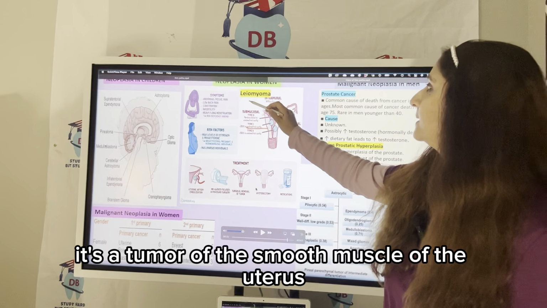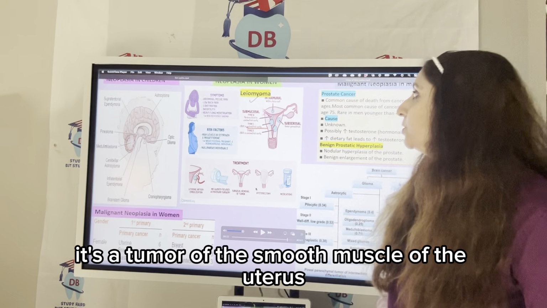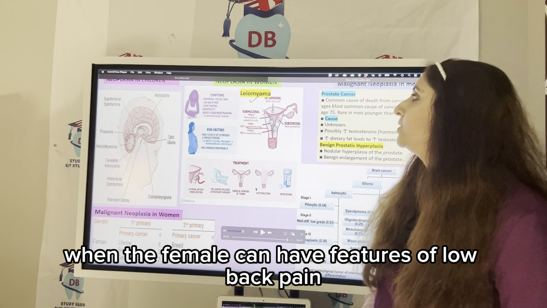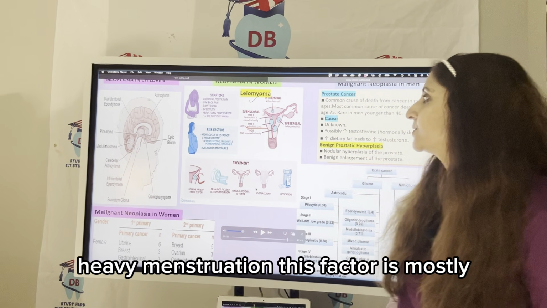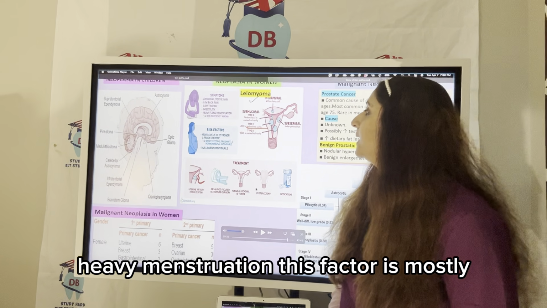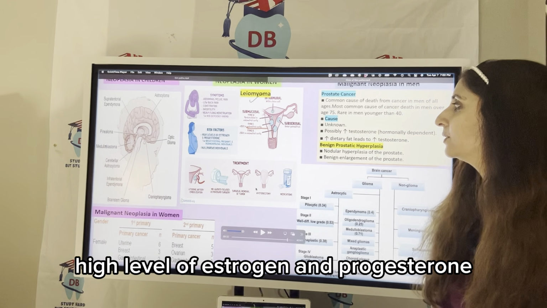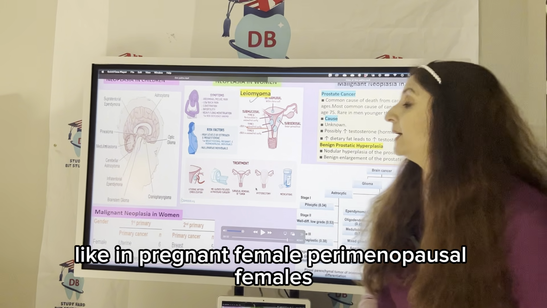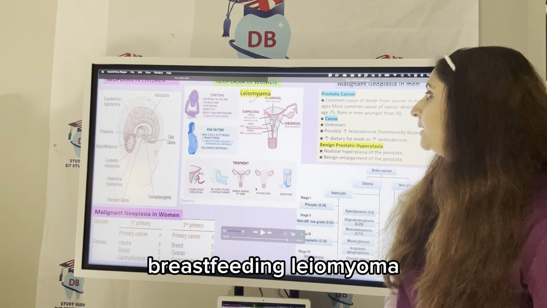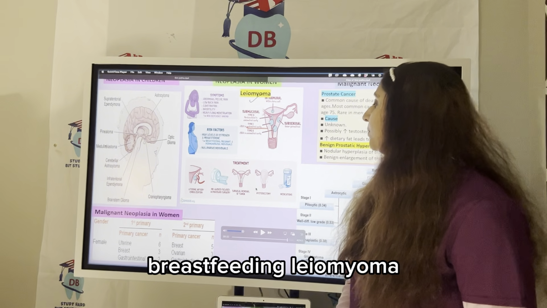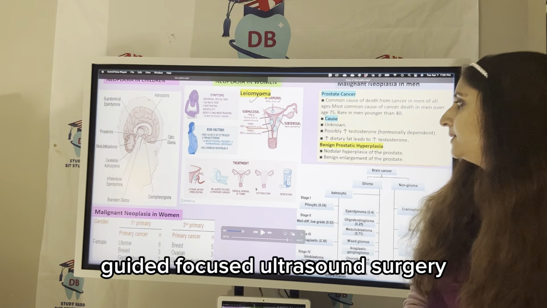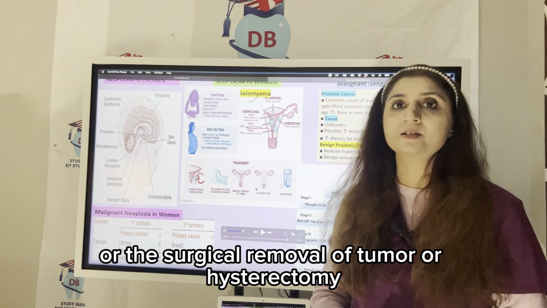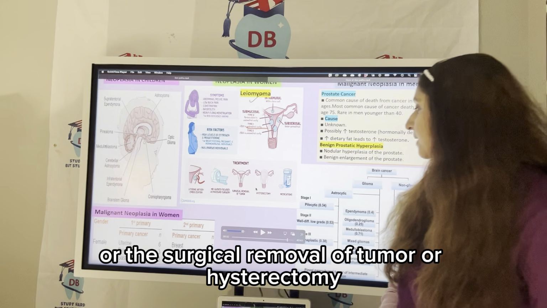Leiomyoma, for example, is a tumor of the smooth muscle of the uterus, where the female can have features of low back pain, infertility, abdominal pelvic pain, heavy menstruation. The risk factor is mostly high levels of estrogen and progesterone, like in pregnant females, perimenopausal females, breastfeeding. For leiomyoma, the treatment can be uterine artery embolization, guided focused ultrasound surgery, or a surgical removal of the tumor, or hysterectomy, and the medications.